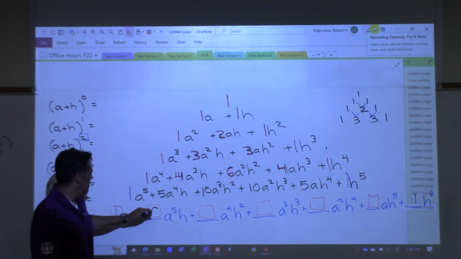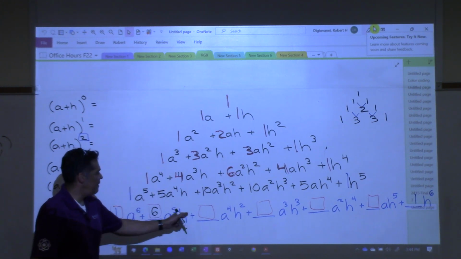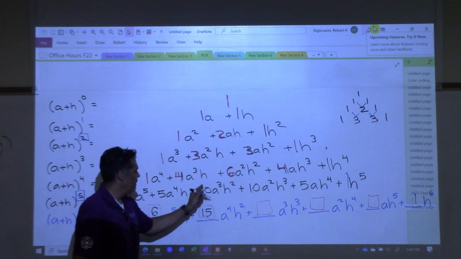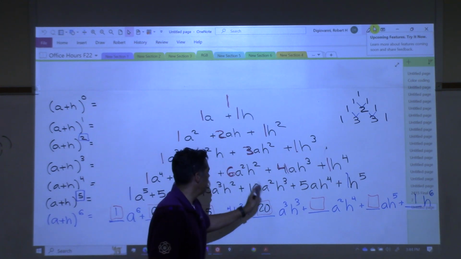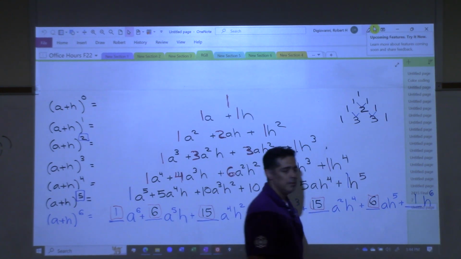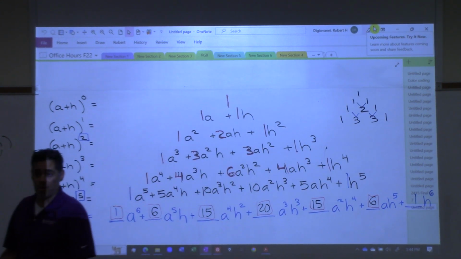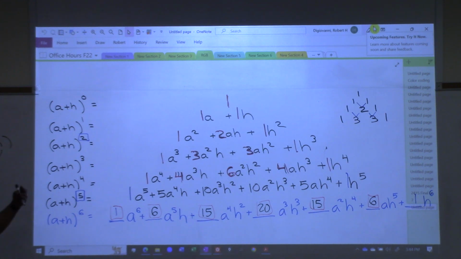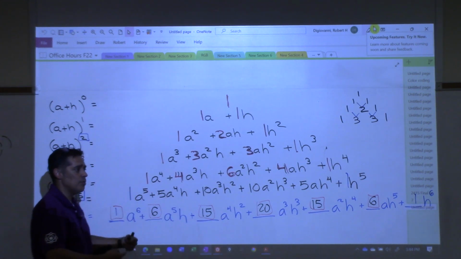6, right? Then 5 and 10, 15. 10 and 10, 20. 15 and 6. And now you should be able to write the next row as well, right? Because you know the pattern that the powers come down on a and the powers come up on h.